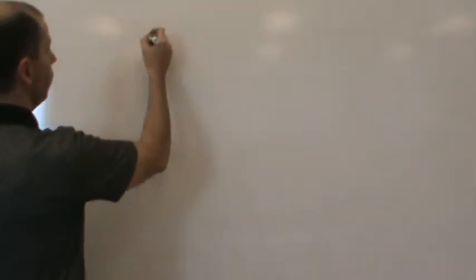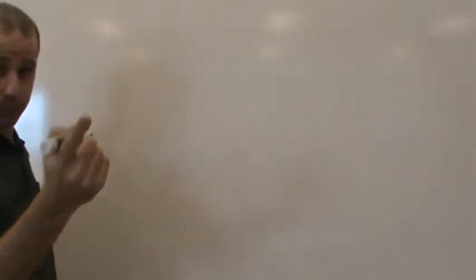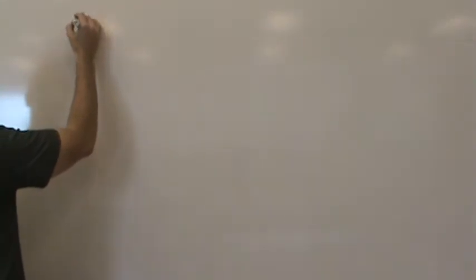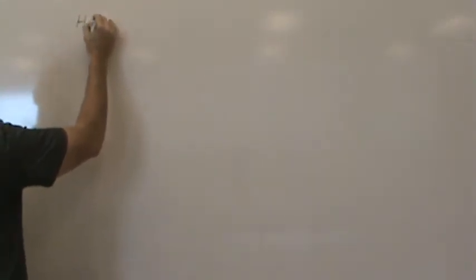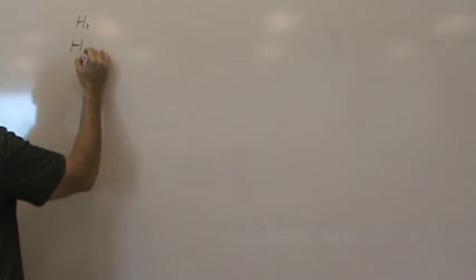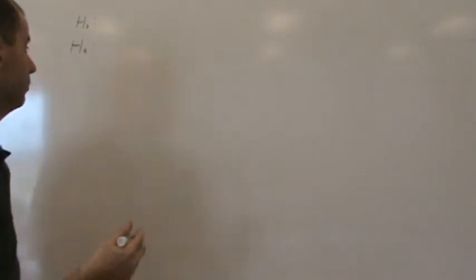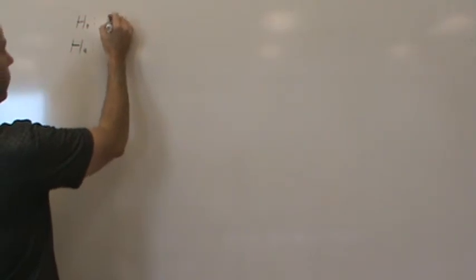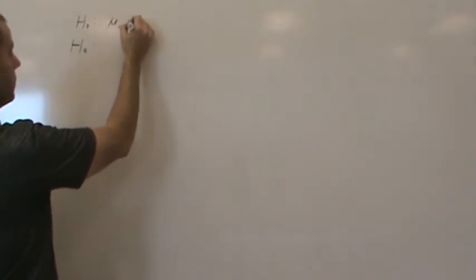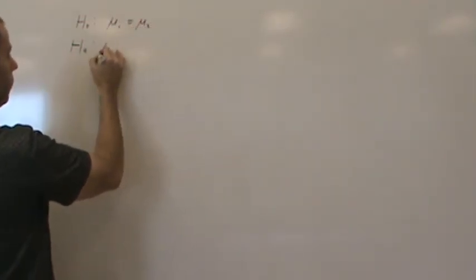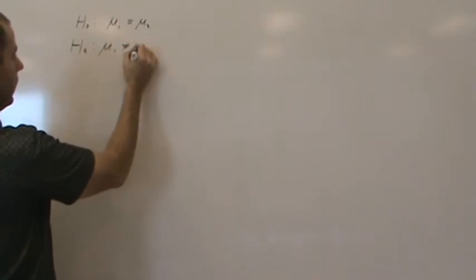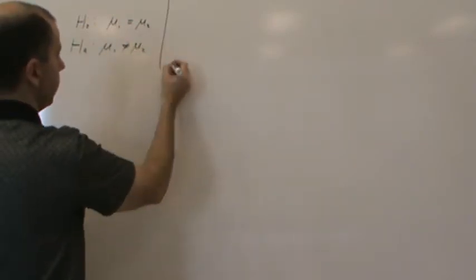Now, here's the random variable. So let's start with our hypotheses. Our hypotheses are going to look like this now, because now we're dealing with two populations. We're going to deal with two mu's, two population means. We're going to have mu1 is equal to mu2 versus mu1 is not equal to mu2. So that's going to be the first pair.